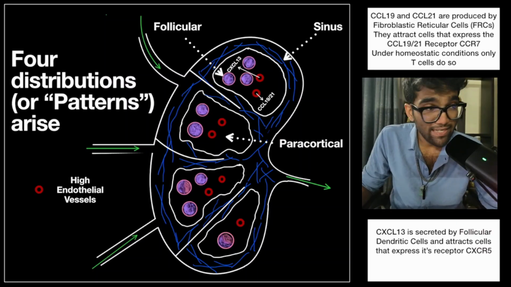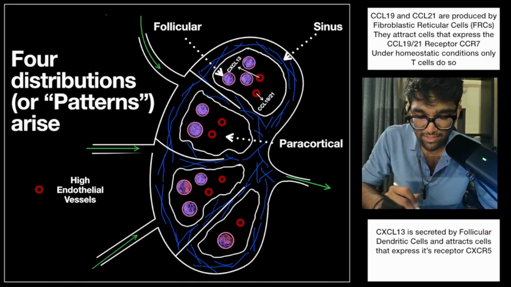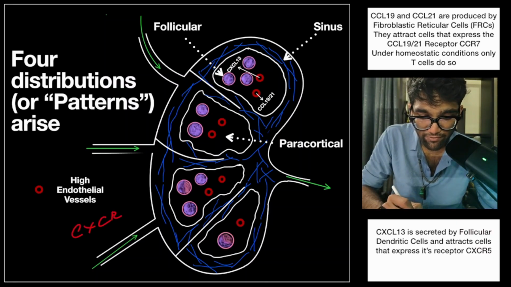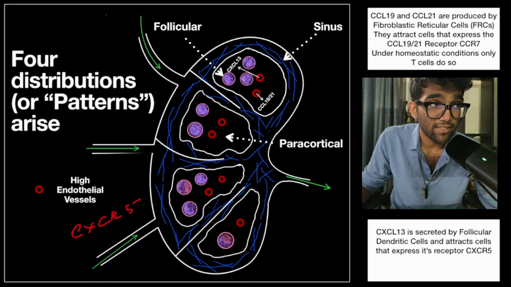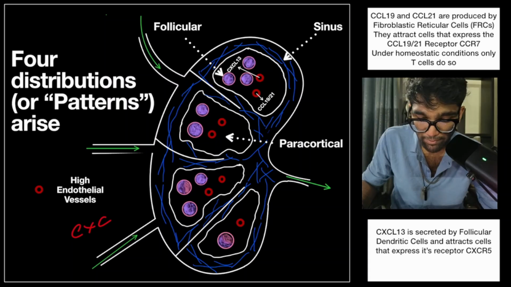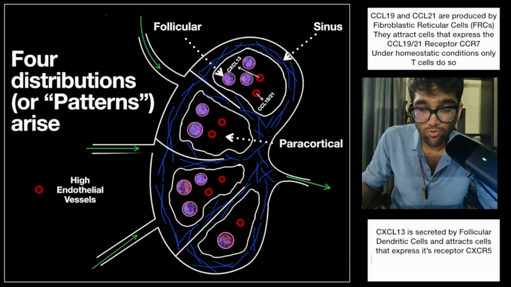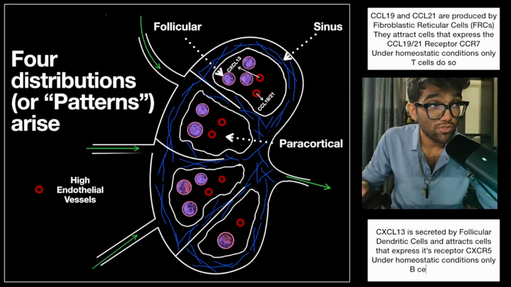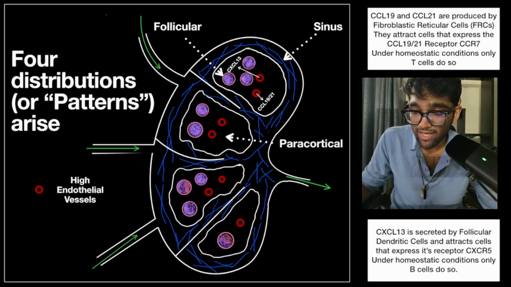So, this attracts any cell that is expressing CXCR5, which is the receptor for CXCL13. Okay, L stands for ligand, R stands for receptor. So, what are these cells? Under homeostatic conditions, that means when the immune system is not activated, these are the B cells.